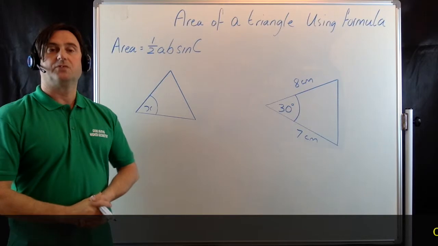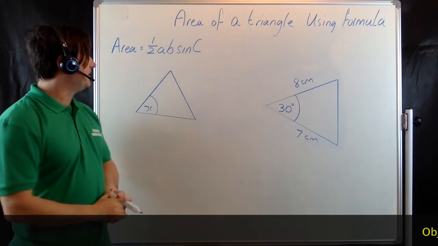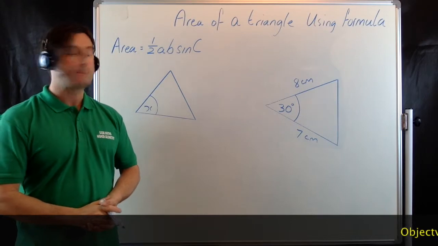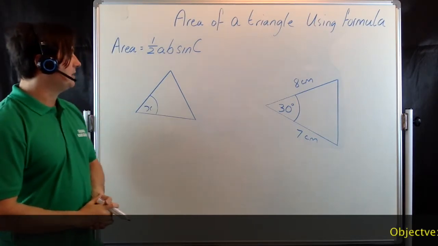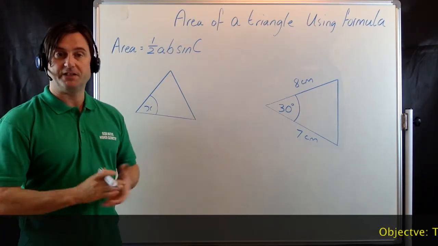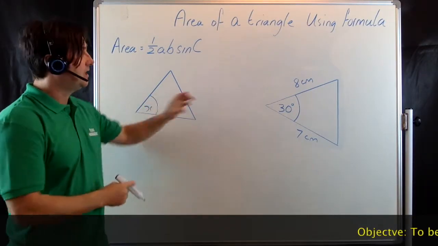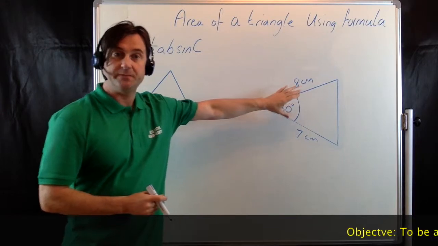Hi there, welcome to my tutorial on being able to find the area of a triangle using the formula 1/2 ab sin C. We use this formula when we don't know the height of the triangle or the base of the triangle, but we know an angle and we know two sides, like we've got in this example here.